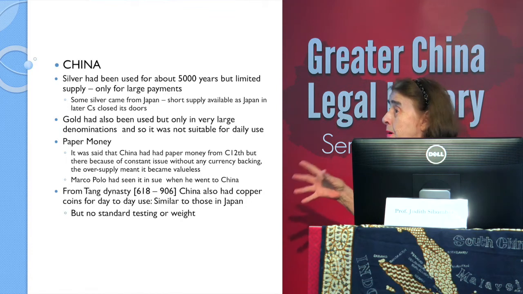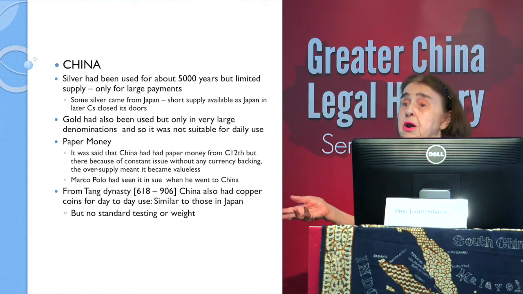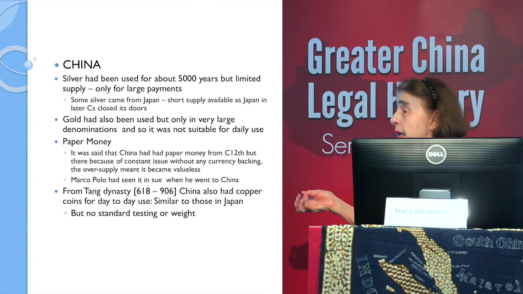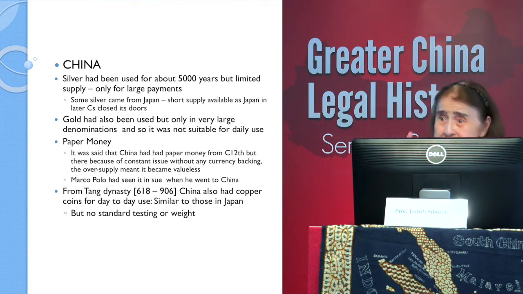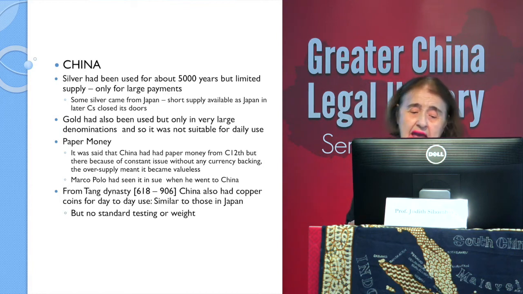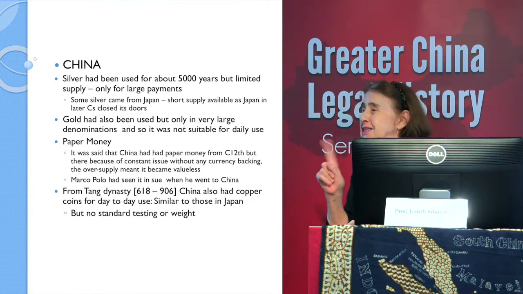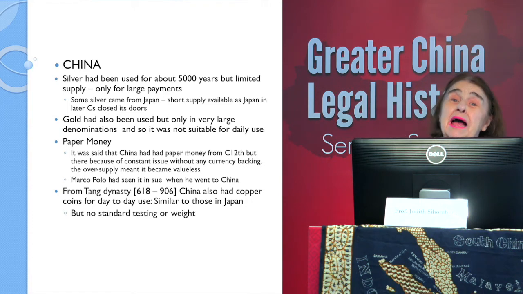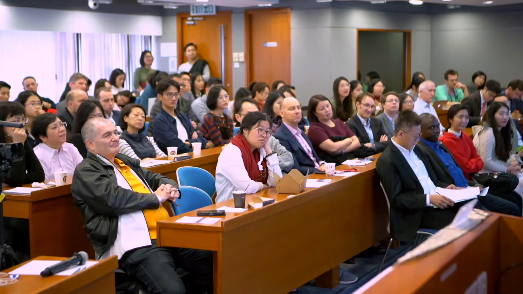So he said, big news. In China they got paper money. But they kept printing more and more and more, just like Monopoly. You know Monopoly money? That's what it was like. So not worth anything. From the Tang Dynasty, 618 to 906, they had copper coins for daily use, similar to the coins in Japan. No standard testing or weight. So how do you know it's worth what it says it's worth? There was no mint, there was no exchequer, anything like that.